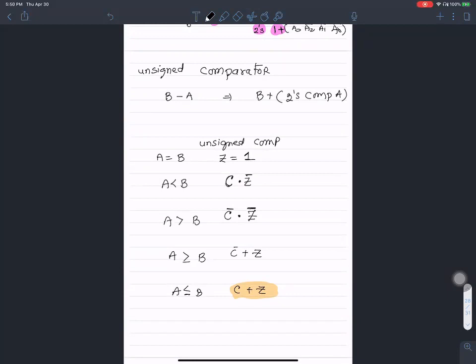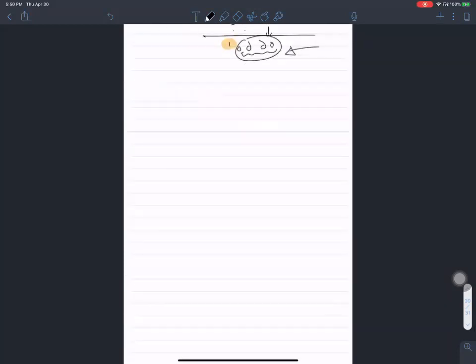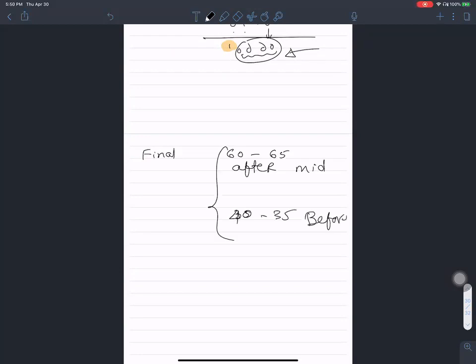Let's see something in the chat. Will there be a study guide for the final, and will the final be cumulative? Thank you. The final will be cumulative. About 60 to 65% will be from material after the midterm, and 35 to 40% before the midterm. And I'll provide a study guide sometime this weekend.